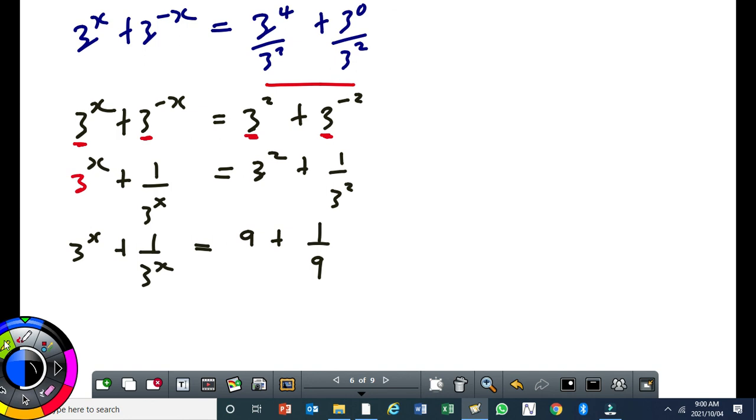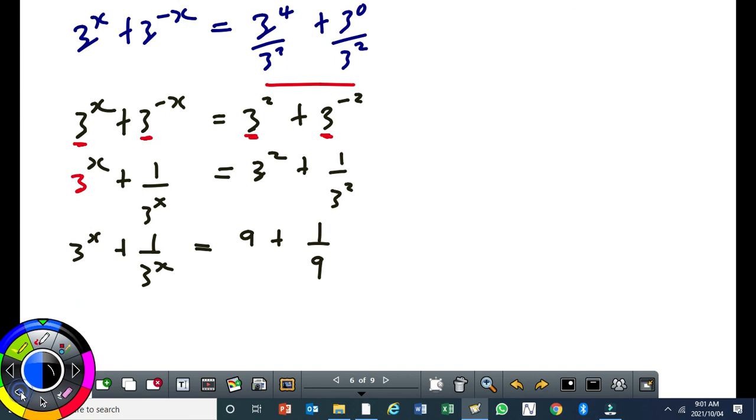Now, from here, you can introduce a new variable if you want. Okay? You can introduce a new variable here. So if I find the LCD, what do you think will be my LCD throughout? The denominator here is a 1. Denominator here is a 1. So what would be the LCD? It will be 9 times 3 to the power of x.